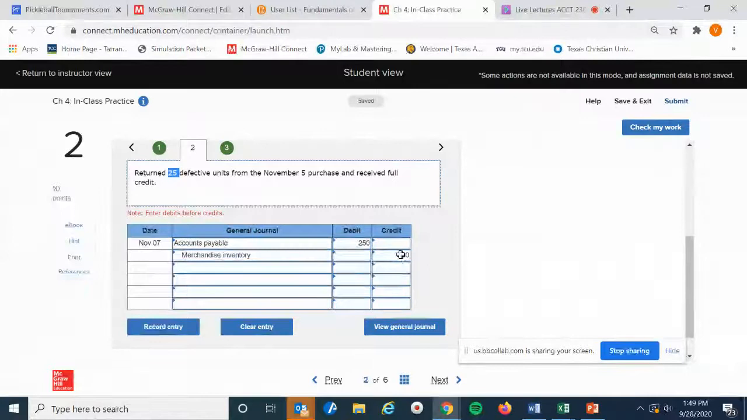So remember, like we said earlier, inventory is a current asset. So if the company is returning product, they need to credit merchandise inventory. But if they credit merchandise inventory, accounts payable needs to be debited to show that we no longer owe the supplier $250. This up here is a liability. If we're showing a reduction of liability, we debit. If we're showing a reduction to an asset account, we credit.